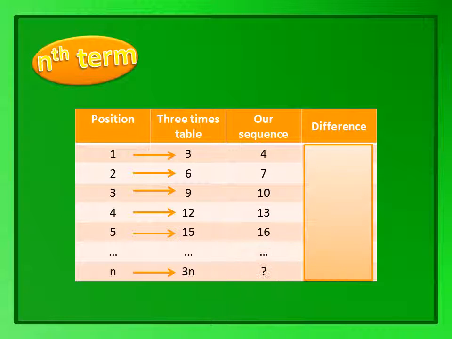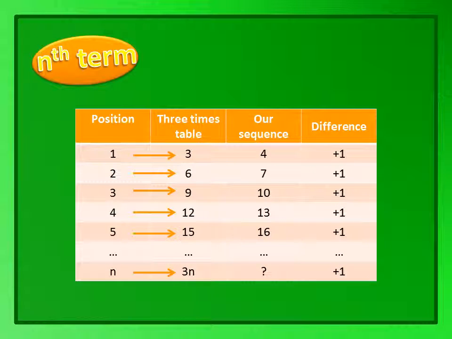Let's have a look at our sequence now. We can see that it goes 4, 7, 10, 13, 16, and carries on like that, adding on 3. What's the difference between our sequence and the 3 times table? Each time our sequence is just 1 bigger than the 3 times table. We've taken each number from the 3 times table and added 1 to it. So if we take our rule from the 3 times table, this 3n rule down here, and add 1 to that, that gives us the rule to our sequence, 3n plus 1.